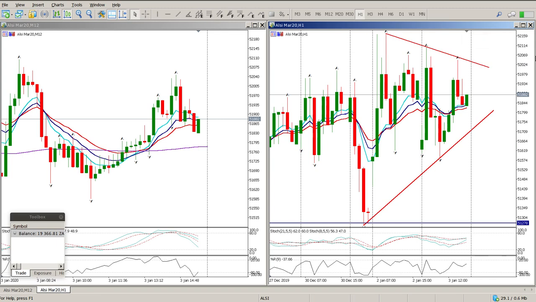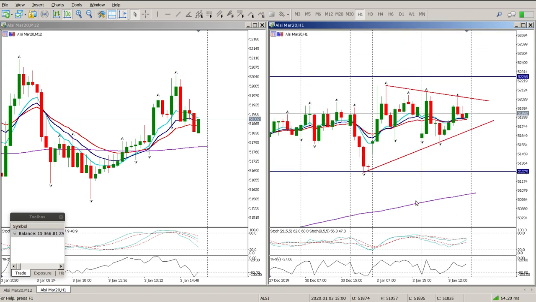The key thing here is we are range bound with the holiday, so I've got my range levels in. We also have a bit of a triangle forming over the last couple of days, so there's going to be quite something brewing as far as I'm concerned. I think we're going to have a fairly swift move to the downside.